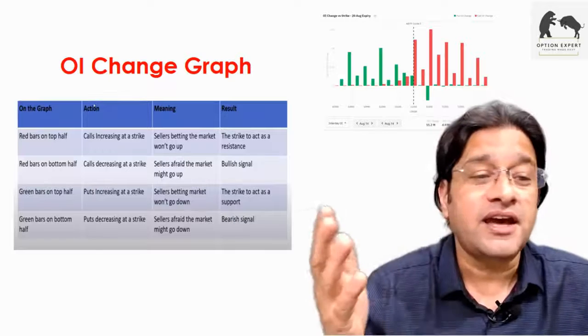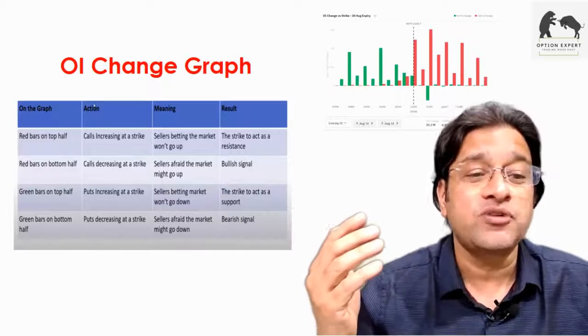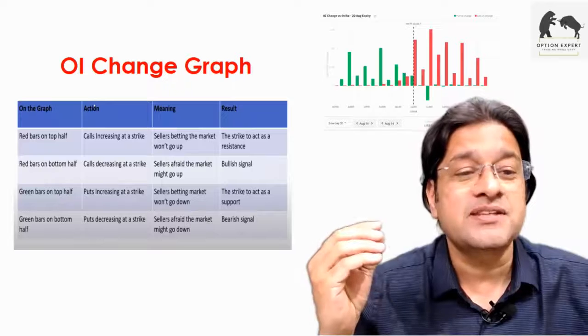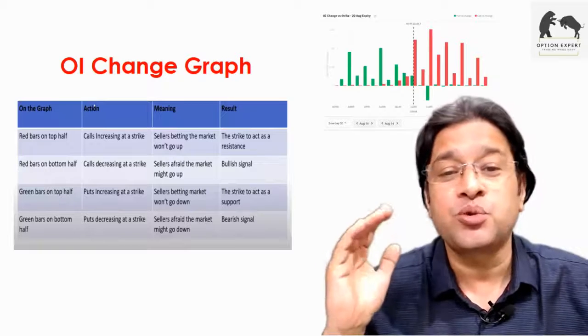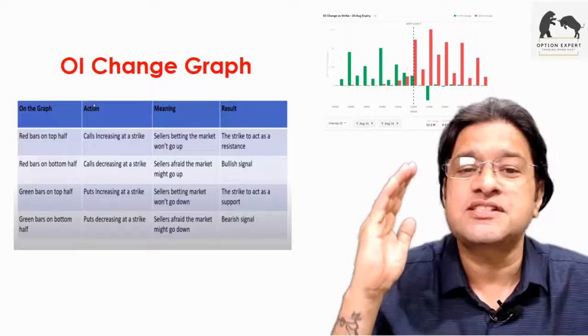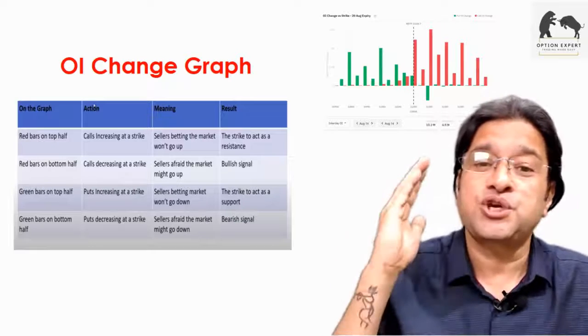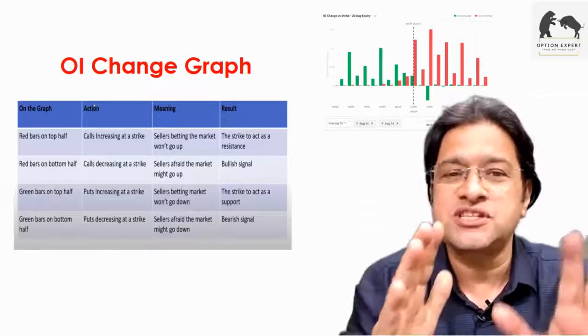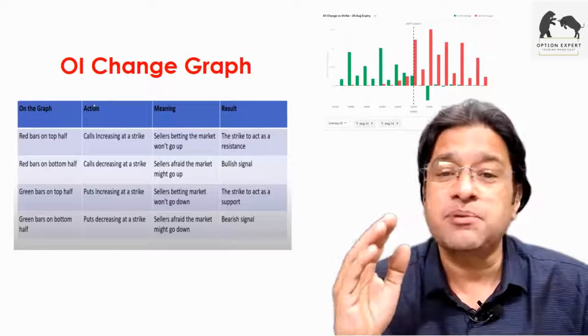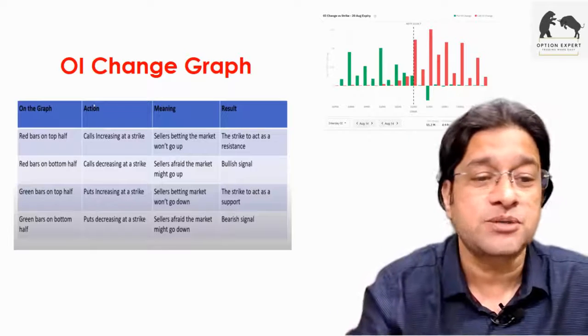And definitely, the red bars at the top mean calls are increasing at that strike price, so sellers are betting that the market won't go up. As you can see, at the 11,000 level there is a huge position built up. This is just an example, one of the charts which I have taken from Sensible.